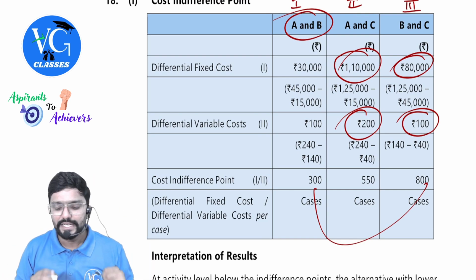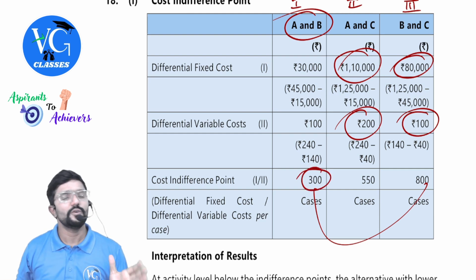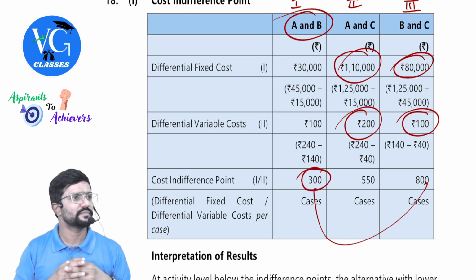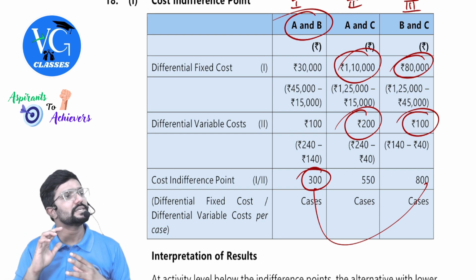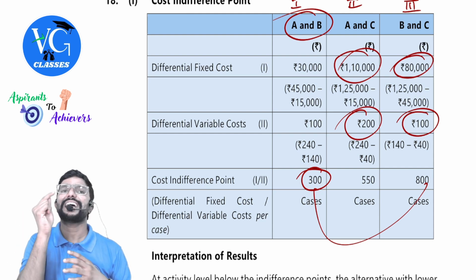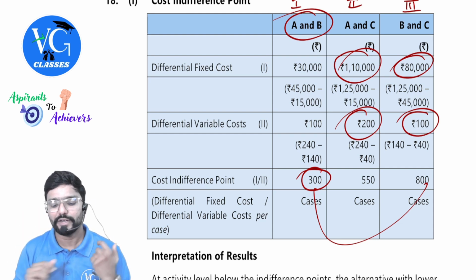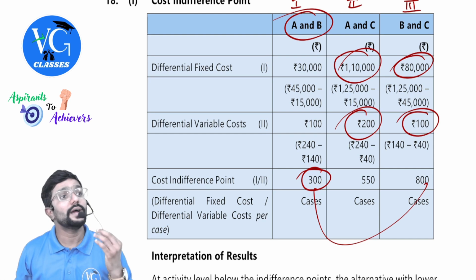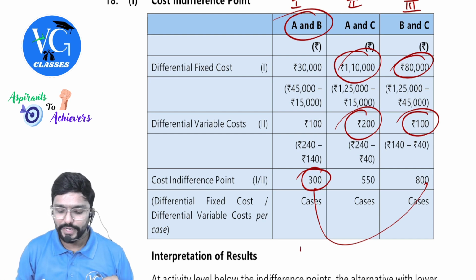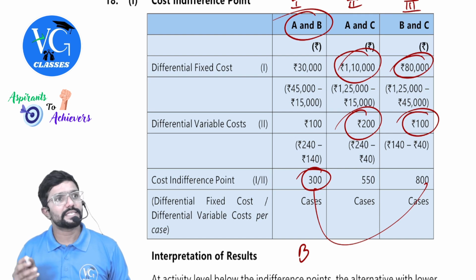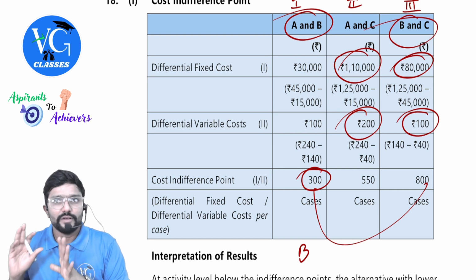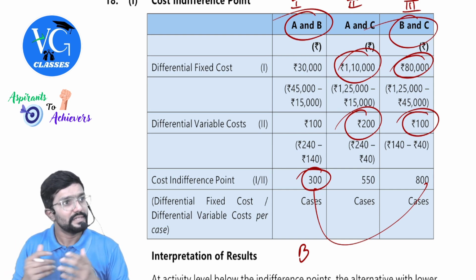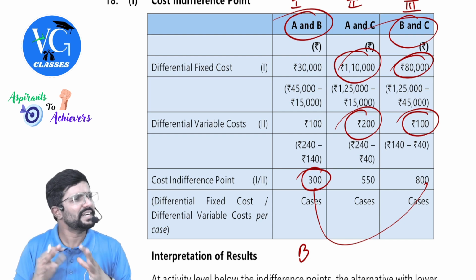Let us decide like this. Guys, if it is more than 300 here, whom will I choose, A or B? Whichever is having higher total fixed cost and lower variable cost per unit. Who? B. I will choose B. Next, less than 800. B is there, okay? Less than 800, more than 300.